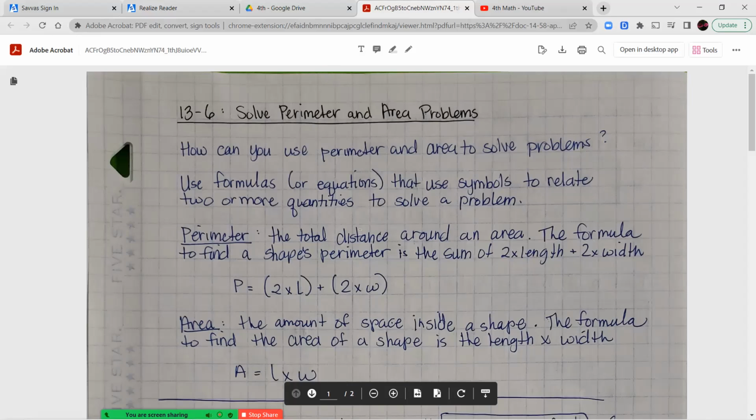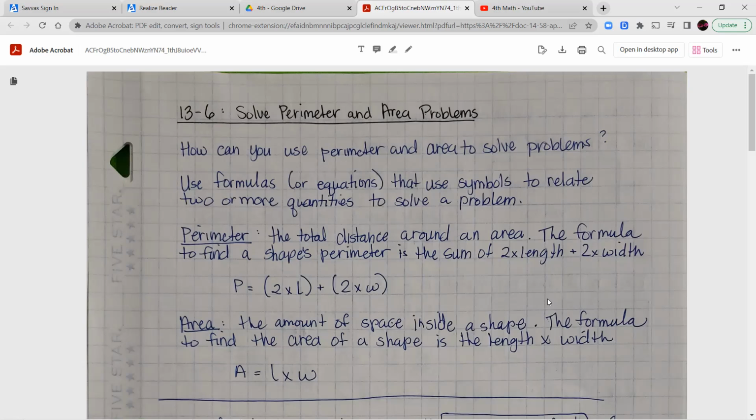Now remember, the perimeter is the distance around an area. So a distance around a shape, that's the perimeter. So if you were walking all the way around a shape, how much walking did you do? Now the formula to find a shape's perimeter is the sum of two of its lengths and two of its widths. Because remember, when we're working with a rectangle, the two long sides are the same length and the two short sides are the same length. So the perimeter equals 2 times the length plus 2 times the width.